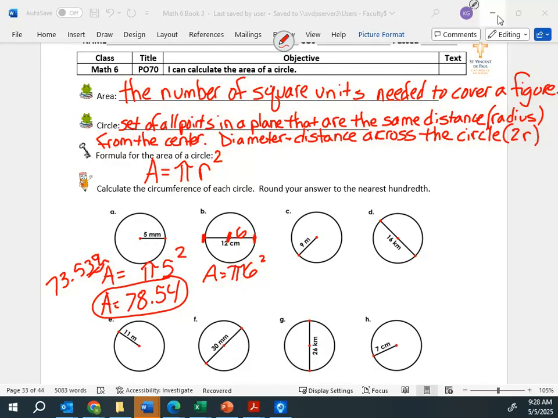What did we get for our area if our diameter was 12? What is our answer? Maddie, what'd you get? 113.10. Perfect. Do you see how we did that? If you're given a diameter, you have to break it in half, because we only have one formula. You have to work with the radius.